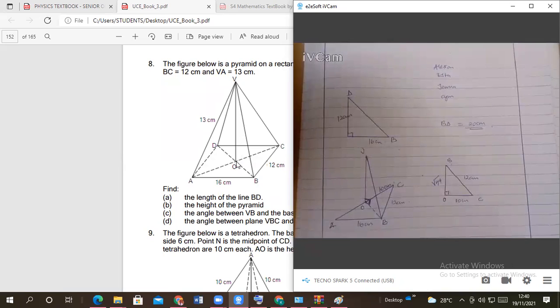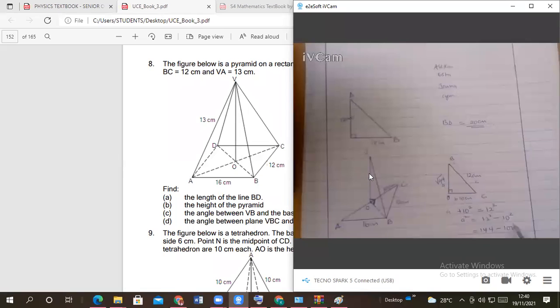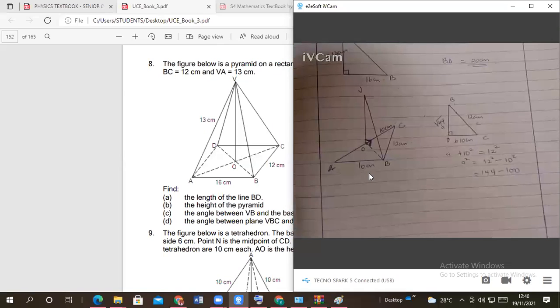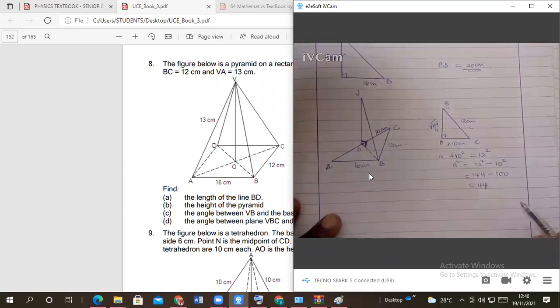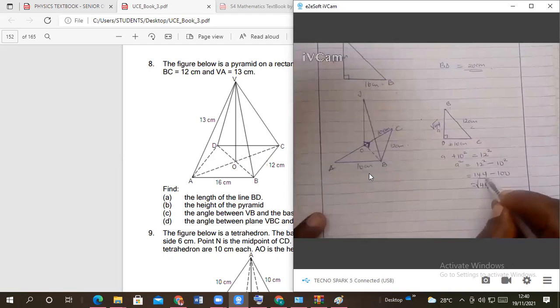That was C. Okay, to do this, you say that A squared plus B squared equals C squared. So she had A squared plus 10 squared equals 12 squared. So that's why she had A squared equals 12 squared minus 10 squared, and we had 144 minus 100. Do you remember that? And we had 44.